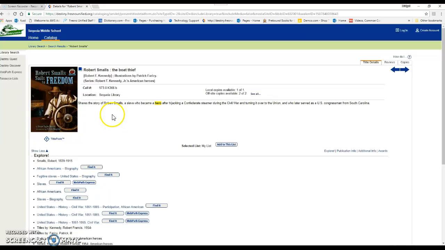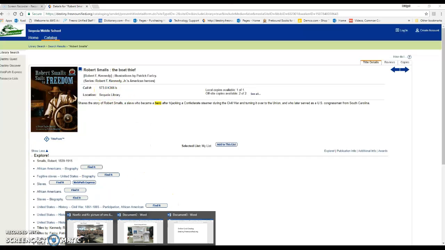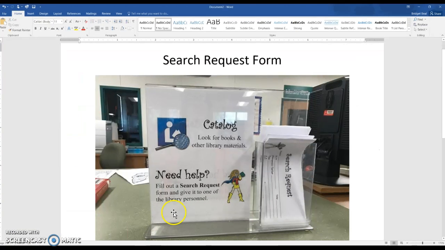All right. So now that I have that, I'm going to write down the call number, and then I'm going to look in the library and see if I can find it. If I have trouble finding any of these books, I can go to the circulation desk and look for this form. And then I fill this form out as much as possible. If there's something that's left blank, then I'll just leave it blank. But for sure going to leave my name, my ID number, make sure you put your first and last name, and then also my homeroom teacher.